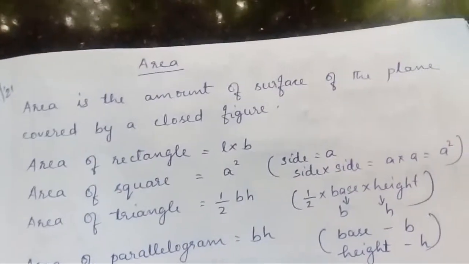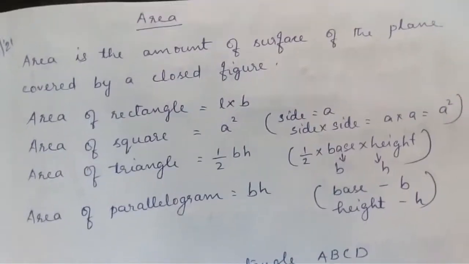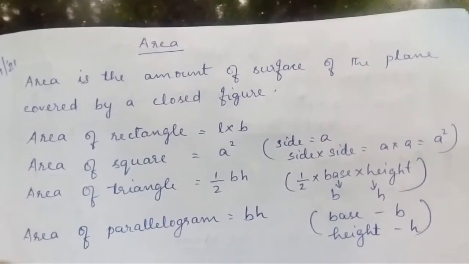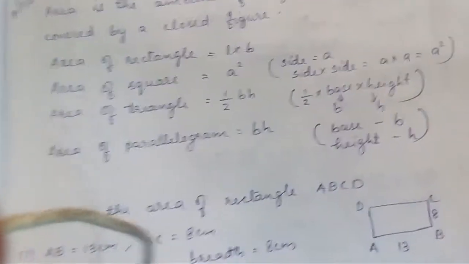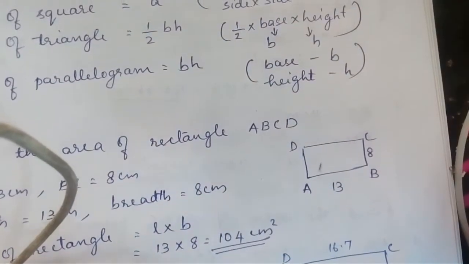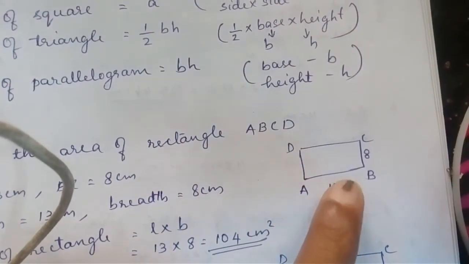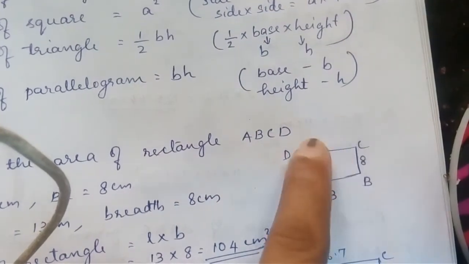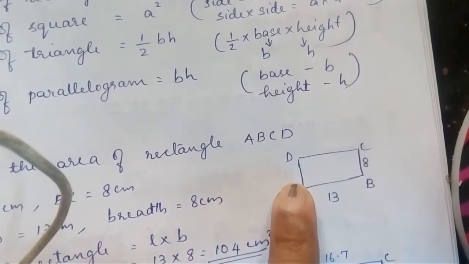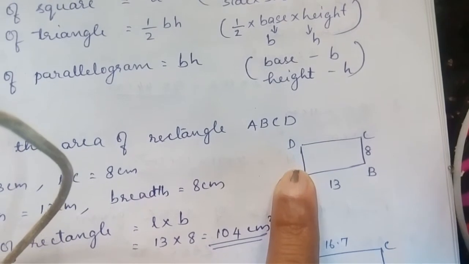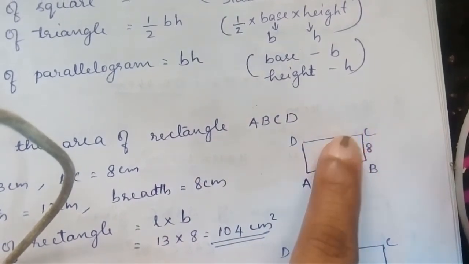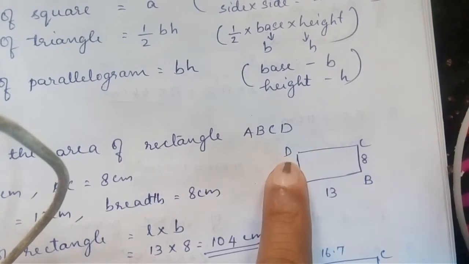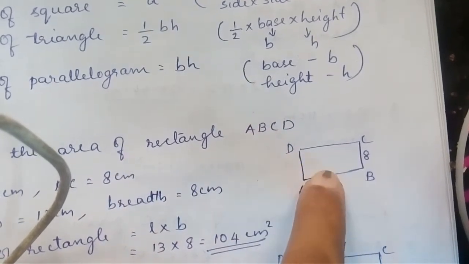Hello children, next topic is area. Area is the amount of surface of the plane covered by a closed figure. Here you can see one rectangle given here. In that, when we are considering the sides AB, BC, CD, DA, it will be the perimeter. Then we are including this area, the portion inside this boundary. That will be the area of the rectangle.